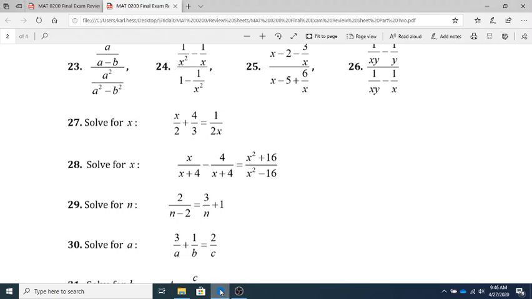Let's have a look at 28. Okay, same type of problem, maybe just a little more going on in this one. It says solve for x. They give us x over x plus 4 minus 4 over x plus 4. Oh, that's kind of nice. Equals x squared plus 16 over x squared minus 16.